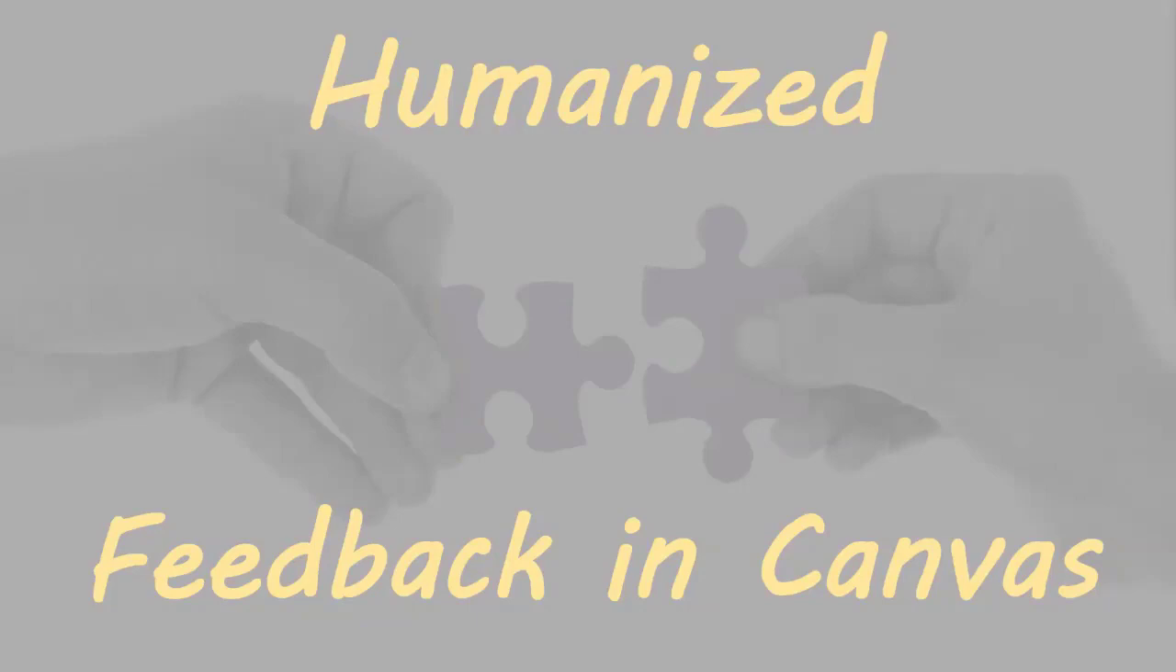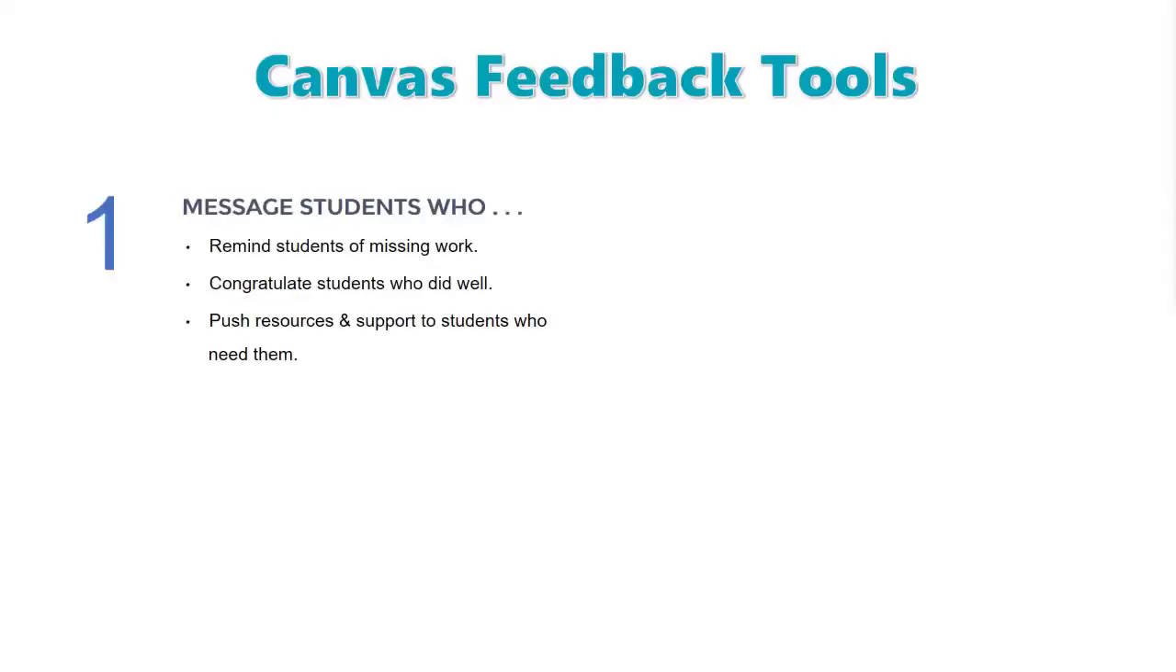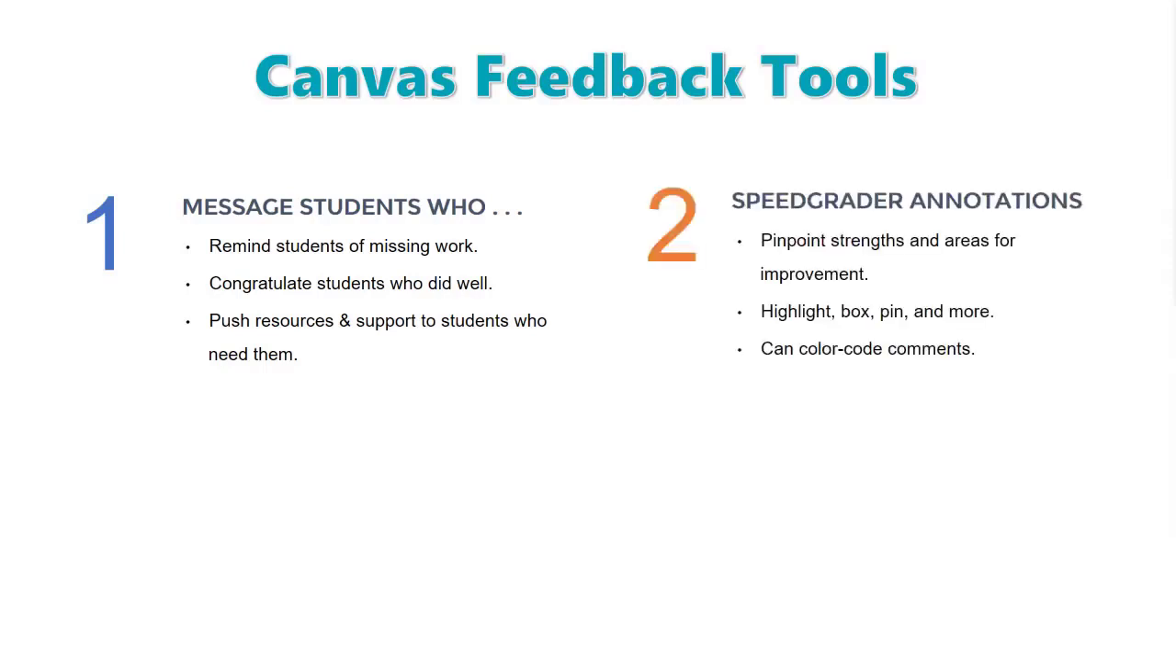All right, so speaking of feedback, I wanted to talk in a little bit more depth about feedback in Canvas. So we talked a little about the message students who. That's a good way to give feedback. It is going to be basic text though, right? But it's a great way to keep the connections going with your students in a way that doesn't take a lot of time. SpeedGrader annotations are another way that we can give in-depth feedback by putting comments on their paper, circling things, highlighting things, color coding comments. All of that is in the SpeedGrader.